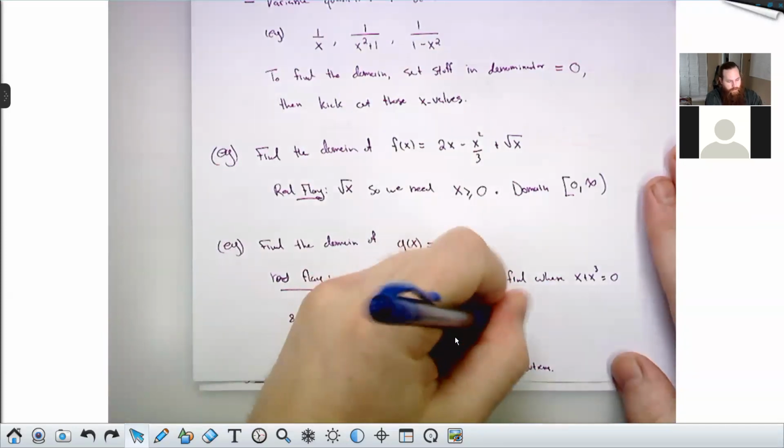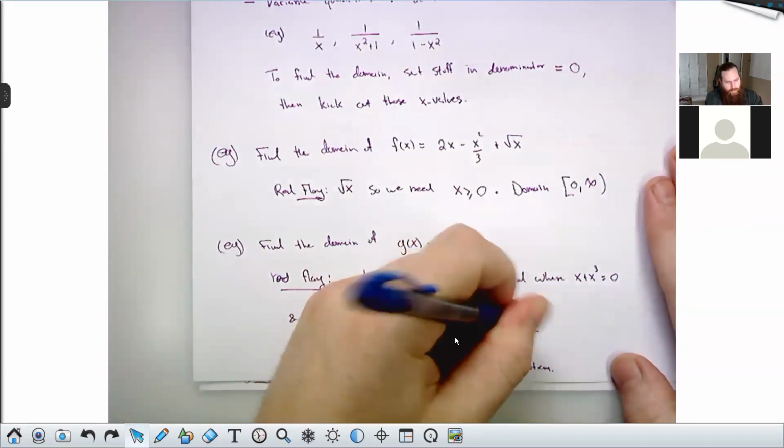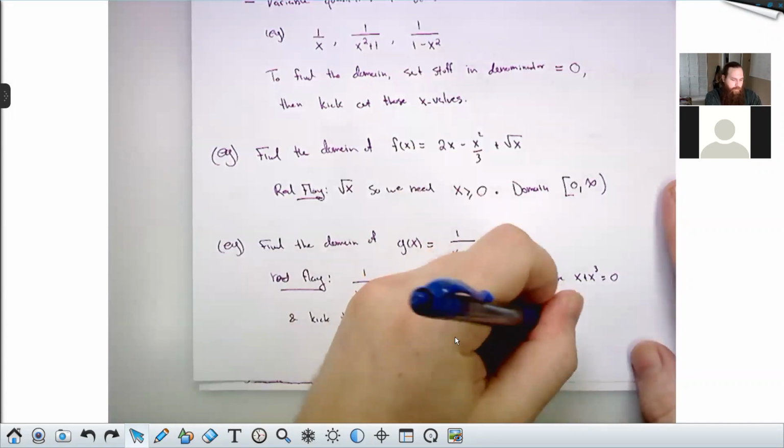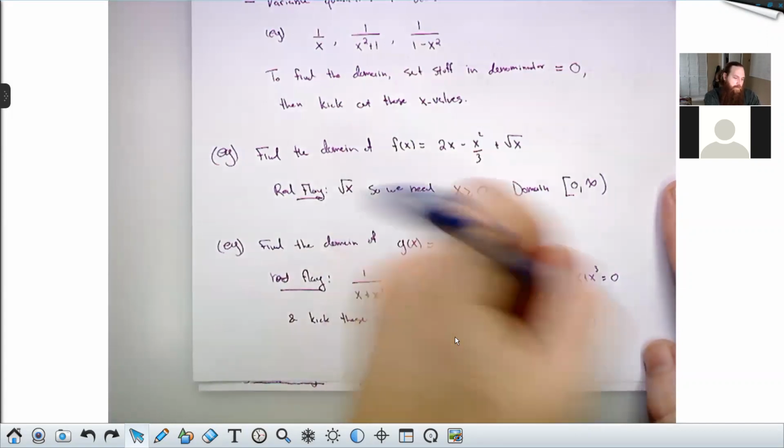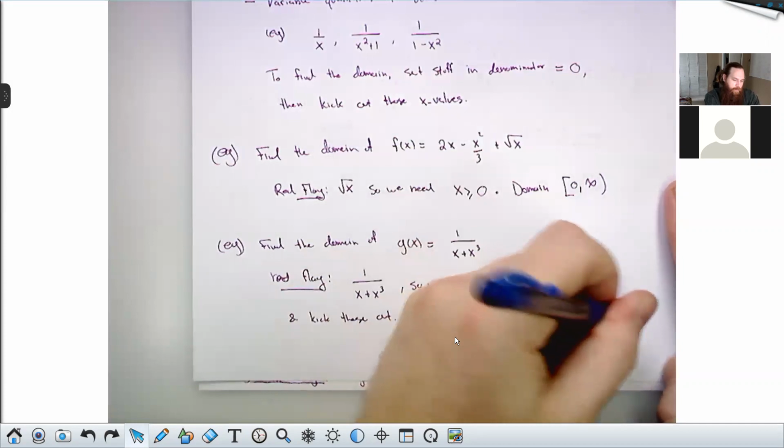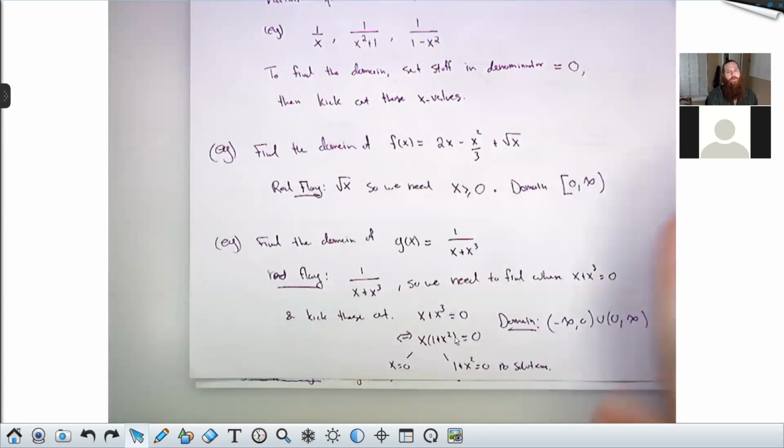So our domain here is all real numbers except for 0. That's negative infinity up to 0, unioned with 0 to infinity. You punch out 0. All right, these are the basics of finding domains using algebra. What we're doing when we start combining functions is we're looking for the overlap in the domain between two functions. So again, we're very, very short on time here. I have to keep moving.